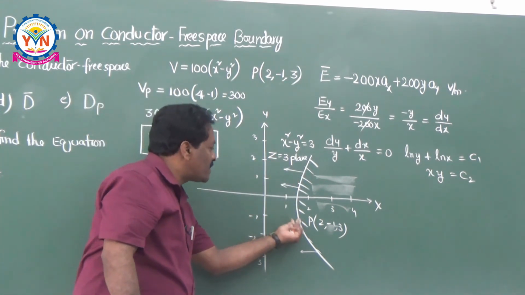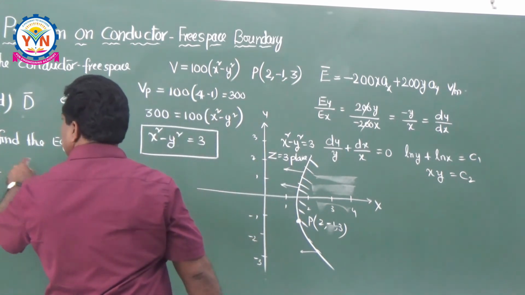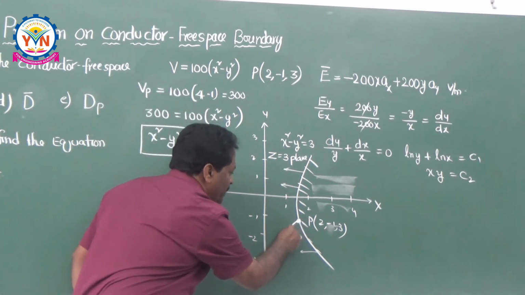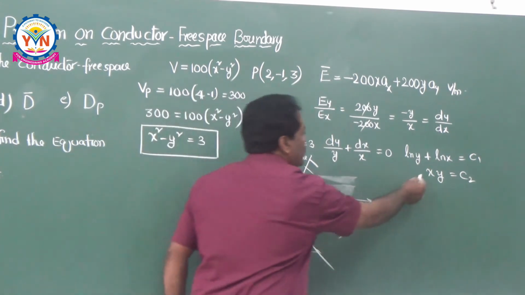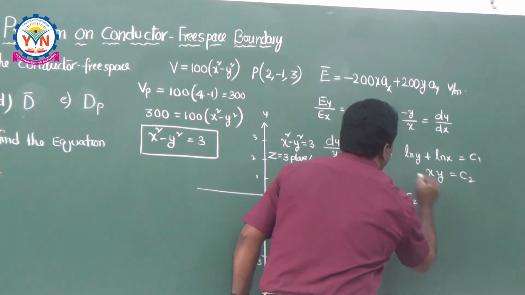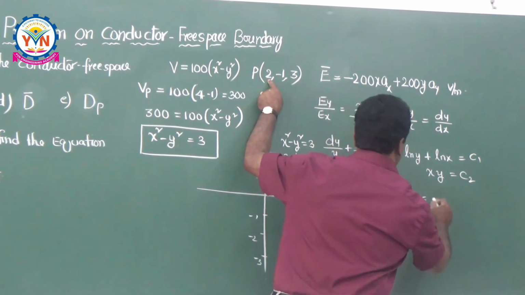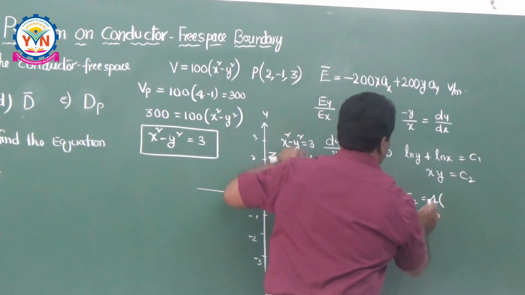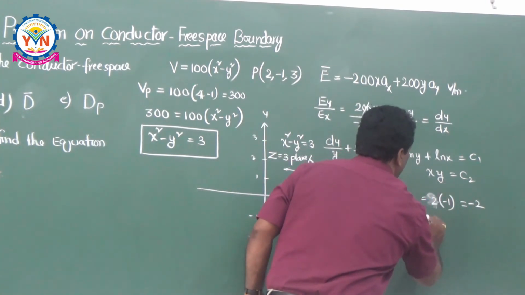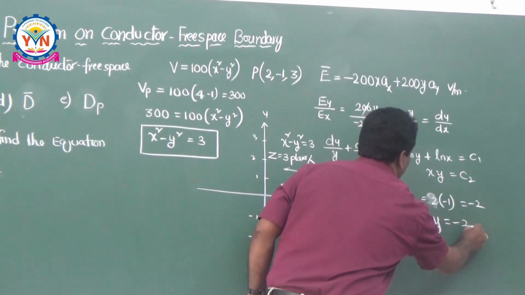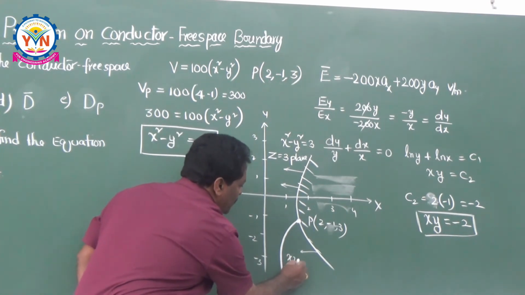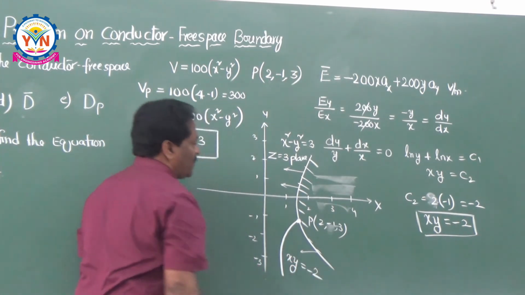But what he is asking is the equation of the streamline passing through the given point. So that is nothing but this point. This is already developed here, that is xy is equal to c2. So c2 is equal to, what is xy at that given point? What is x here? x is equal to 2 and y is -1, so that is equal to -2. Therefore I can say xy is equal to -2. This is the equation.